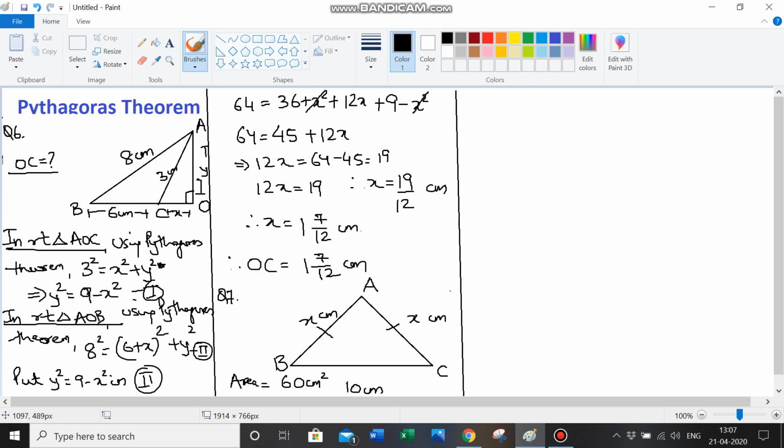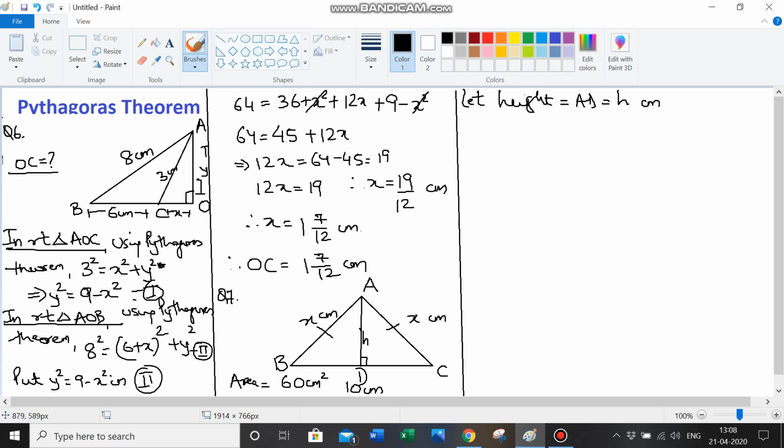Since we are looking at a chapter which is Pythagoras theorem and the area is given, we know area is equal to half into base into height. So let's make the height. So I make my height here, and this makes an angle of 90 degree, right? So let's write this down. Let height be equal to AD, which is h centimeter. So this is h.